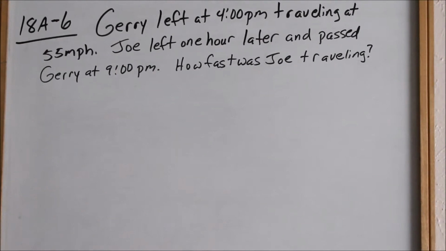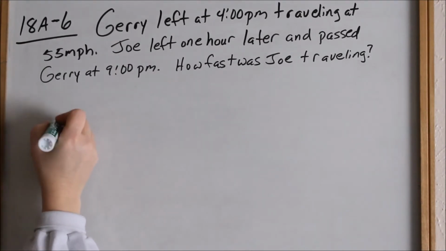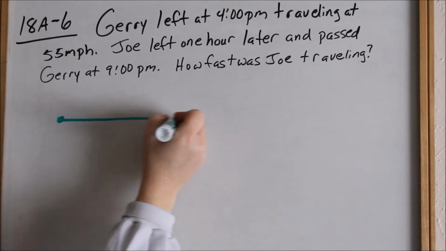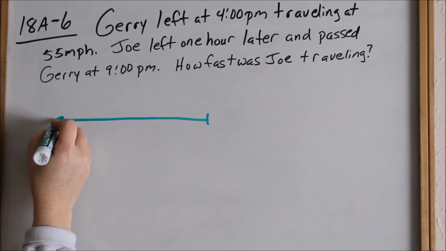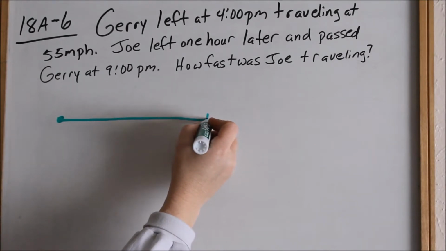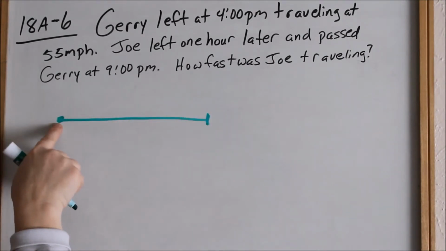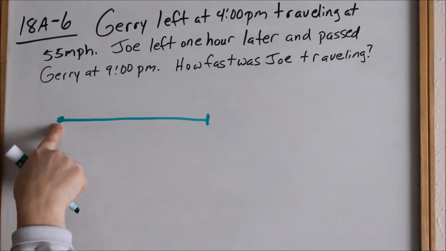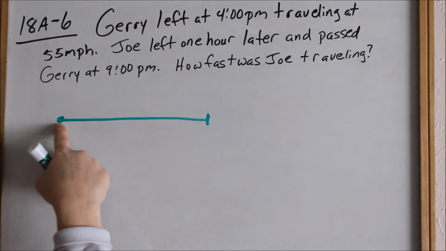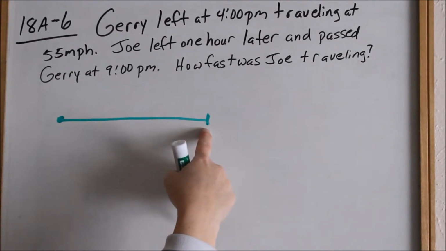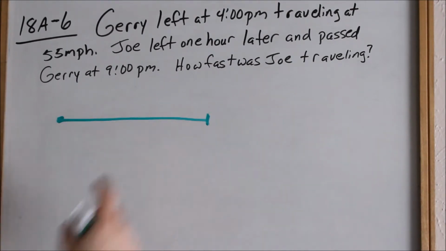So here's what's happening. Jerry left and traveled a certain distance, and then Joe left the same starting point and got to the point where he passed Jerry. They didn't start at the same time, nor did they have the same speed, but they started at the same starting point, and we're going to calculate their same ending point, because this ending point is where Joe caught up to Jerry and passed Jerry. So their distances are going to be the same.